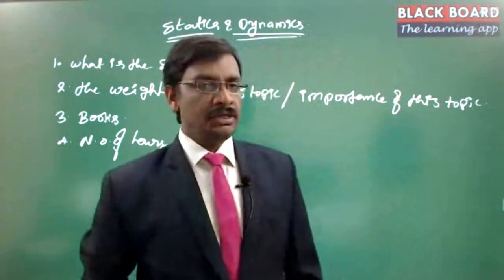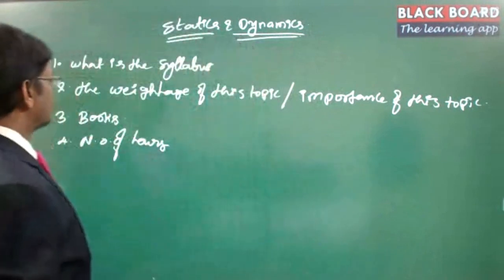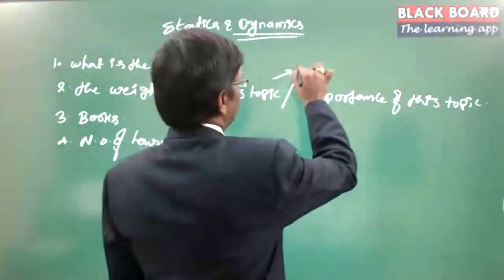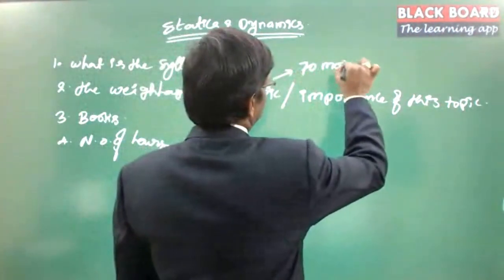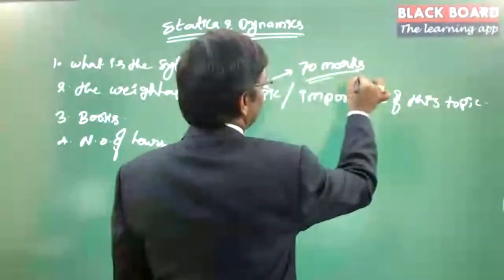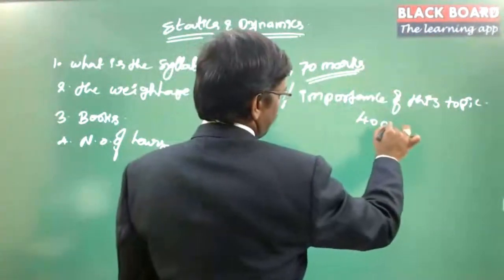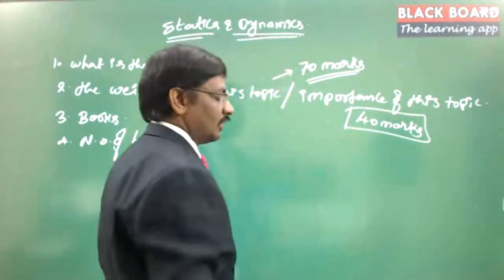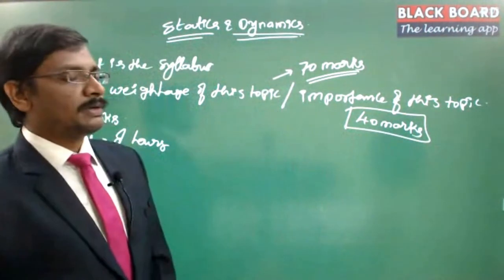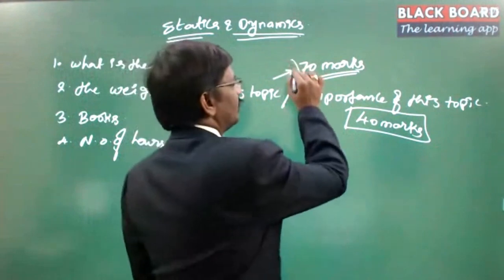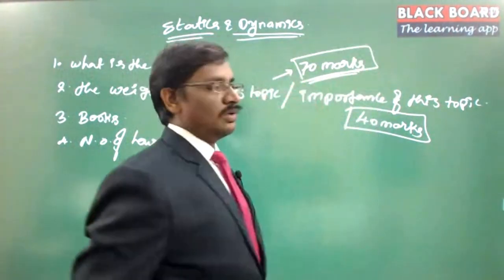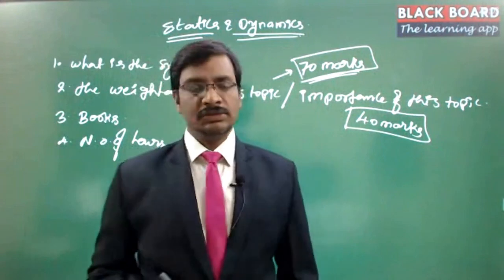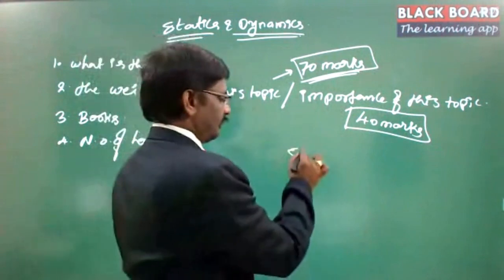Okay, we'll go one by one. First of all, the weightage of this particular topic is around 70 marks. On an average, every topic gets around 40 marks for maths optional, but this topic carries a weightage of 70 marks. That's why it is one of the very important topics of paper 1. This is the fifth topic of paper 1.